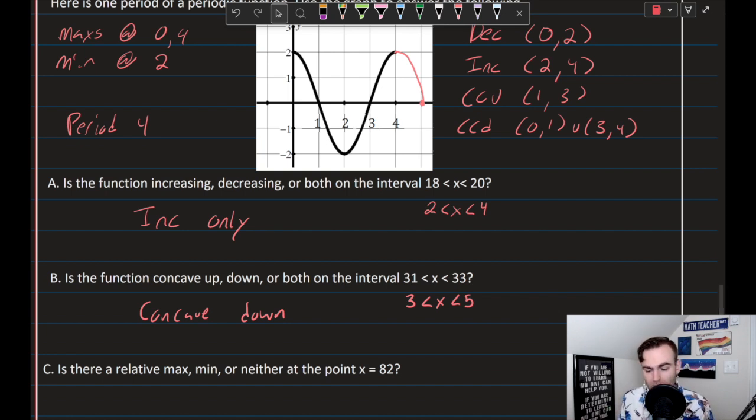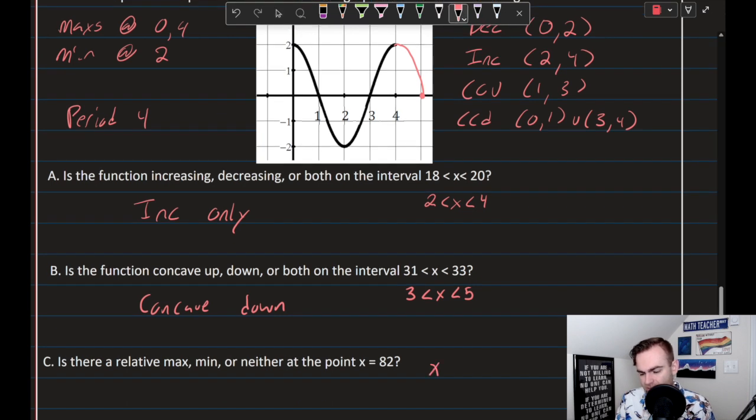Finally, is there a relative max, min, or neither at 82? Well, 80 is a multiple of 4, so this is asking what's happening at 2. At 2, we have a minimum.